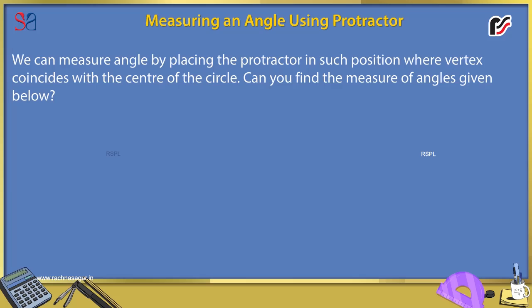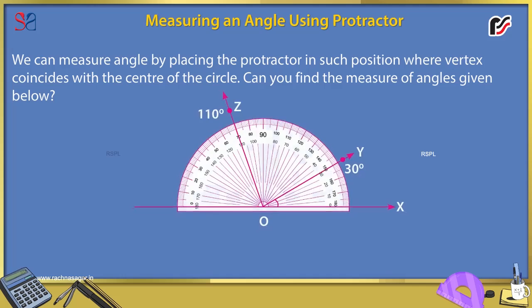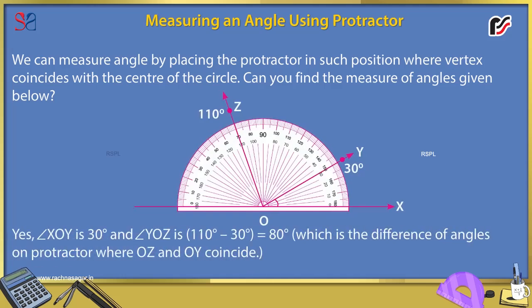Can you find the measure of the angles given below? Yes, angle XOY is 30 degree and angle YOZ is 110 degree minus 30 degree is equal to 80 degree, which is the difference of angles on the protractor where OZ and OY coincide.